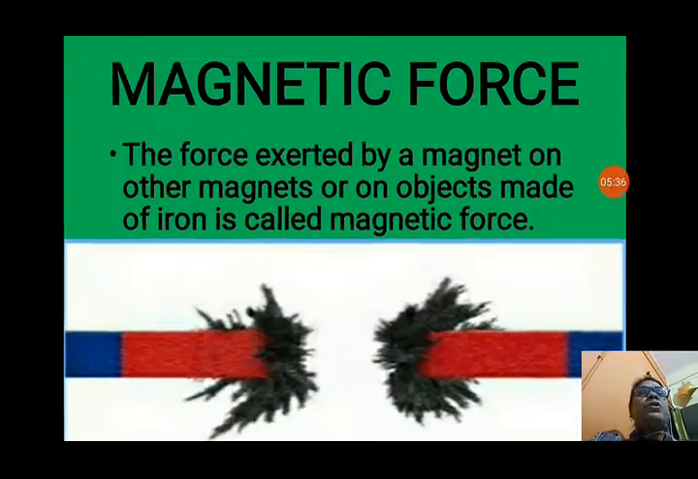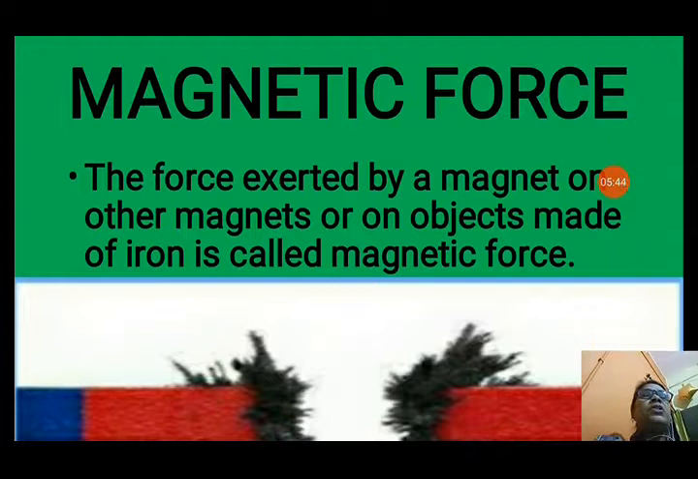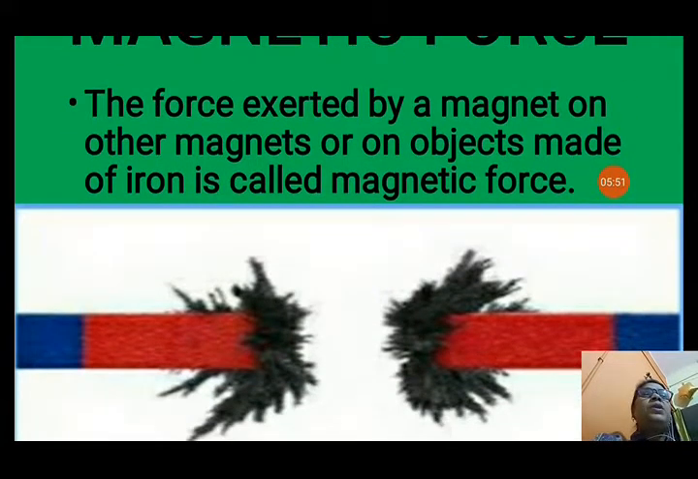Next is magnetic force. The force exerted by a magnet on other magnets or on objects made of iron is called magnetic force. So magnets attract iron objects because of the force exerted by the magnet on the object, and it can be on another magnet also. The same poles will repel each other, like north pole will repel north pole and south pole will repel south pole, but north pole will attract south pole and south pole will also attract north pole.